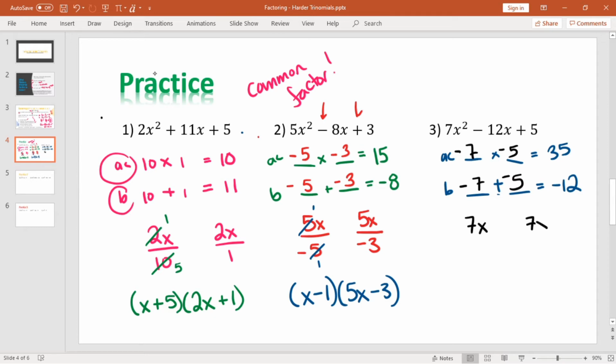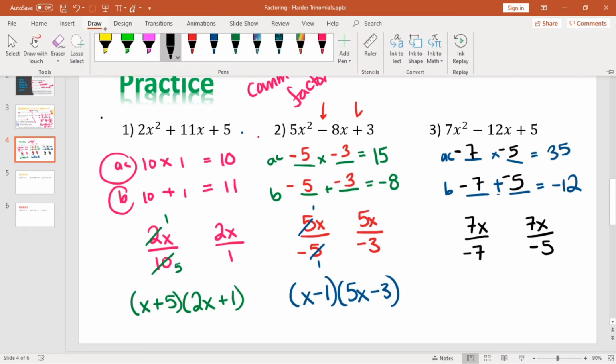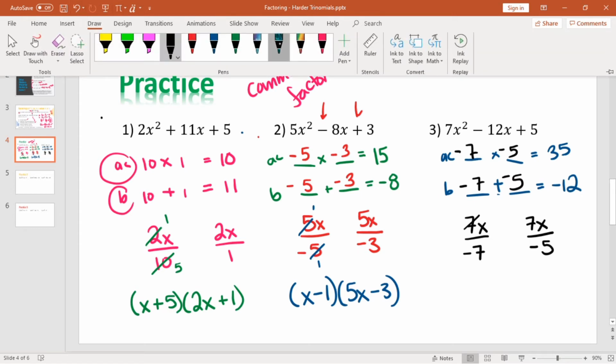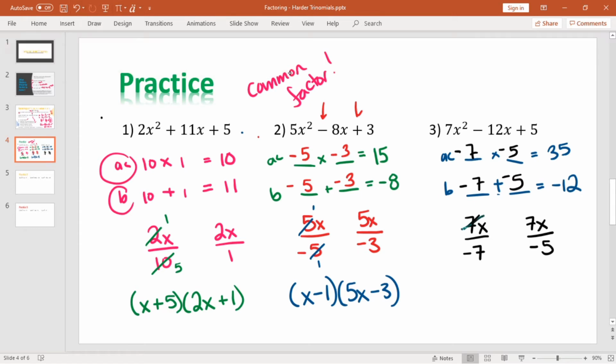AX at the top of two fractions, the factors I just found as the denominators. Simplify if you can. That's a 1. That can be a 1. 7x minus 5 won't change. So once again, I have x minus 1 and this time 7x minus 5.